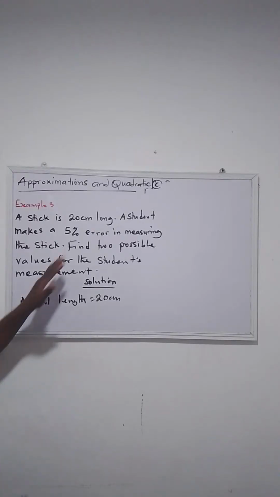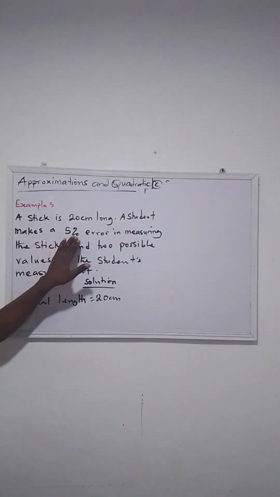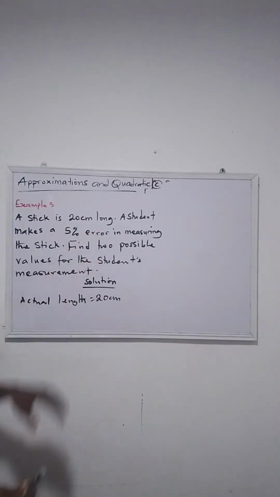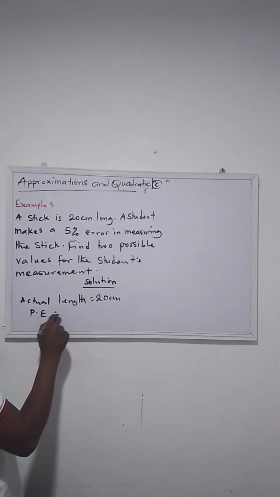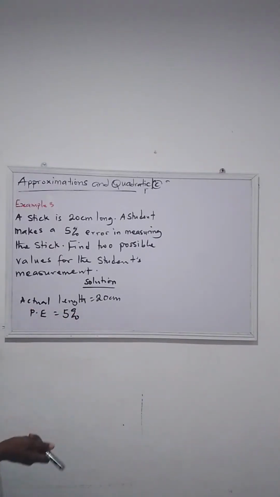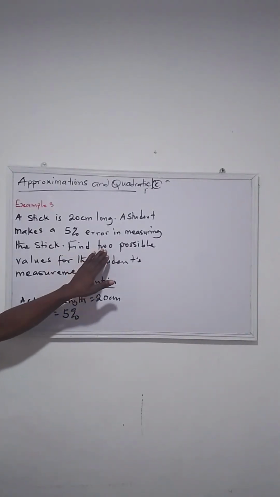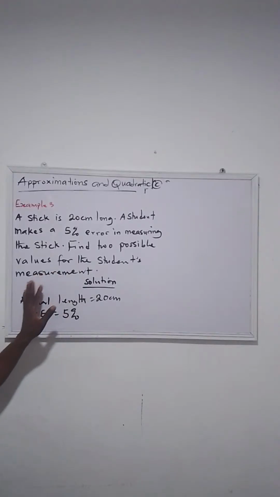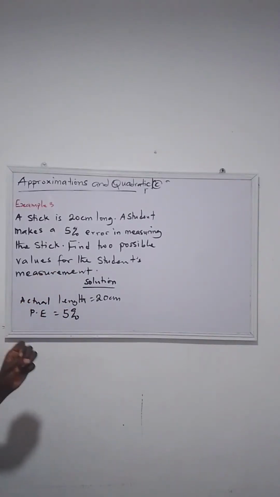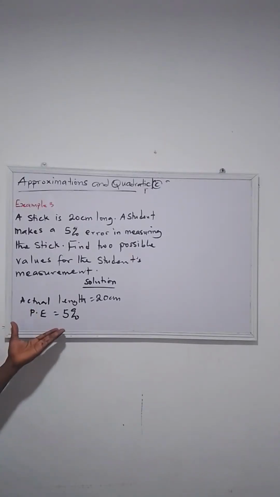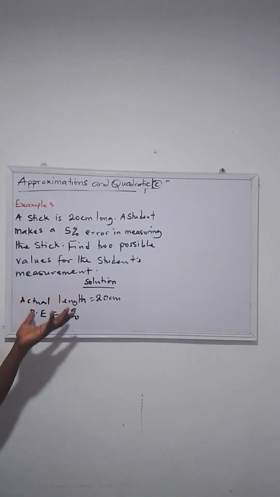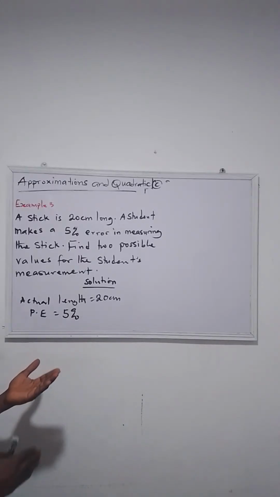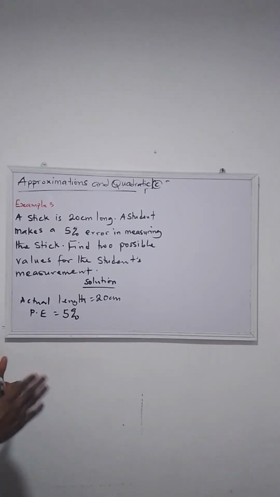Okay. So now a student makes a 5% error. So that means percentage error made by the students is 5%. Okay, so you have to find two possible values for the student's measurement. So we want to know the estimated value, the two possible estimated values. Don't forget, in this case now, we need to get the error. So once you get the error, you either underestimate or you overestimate.